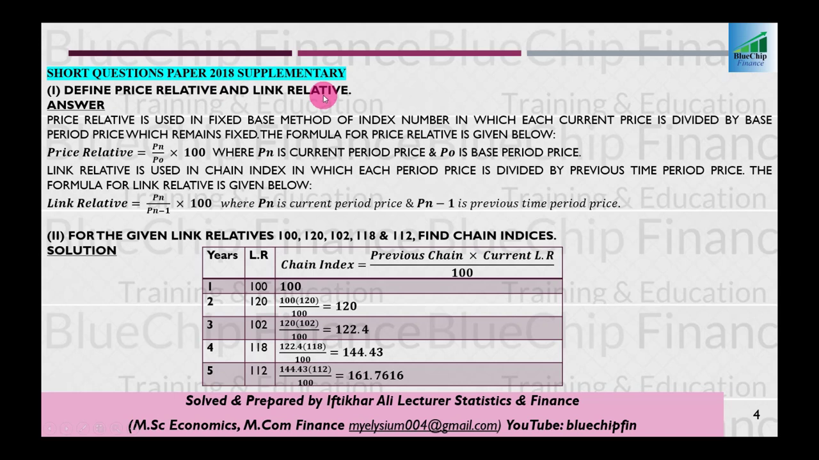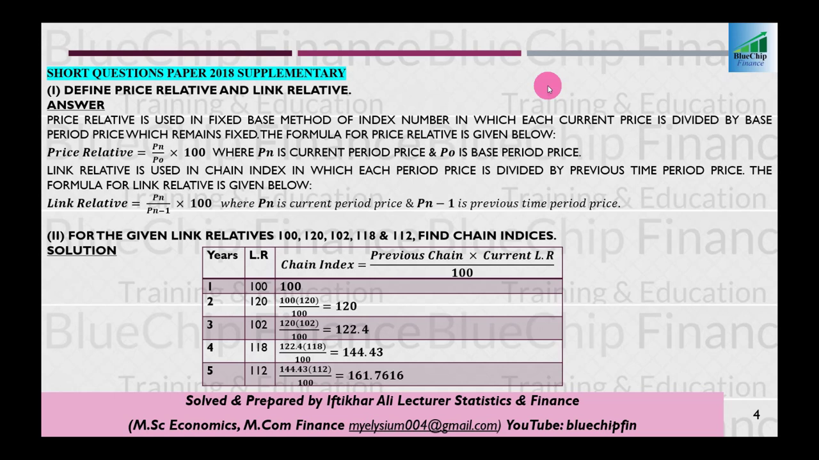First of all, price relative is always equal to Pn divided by P naught multiplied by 100, in which Pn stands for current time period price, P naught stands for base time period price, whereas link relative is equal to Pn divided by Pn minus 1 multiplied by 100, in which Pn stands for current time period price and Pn minus 1 is previous time period price.